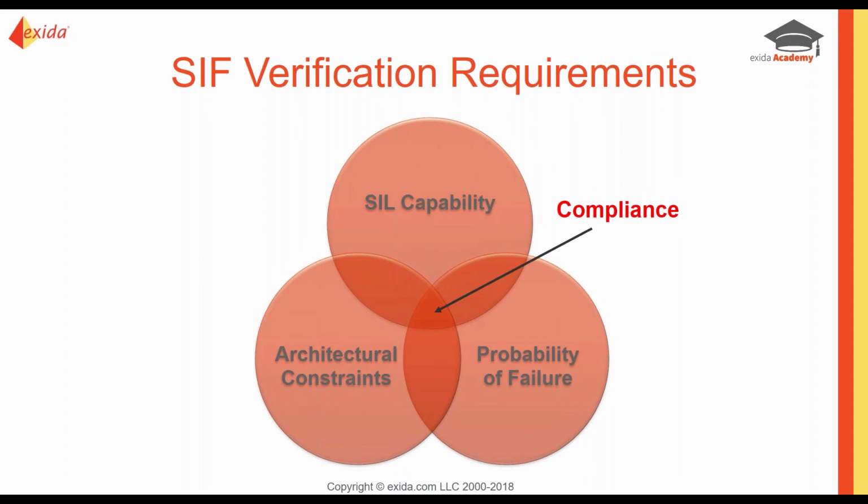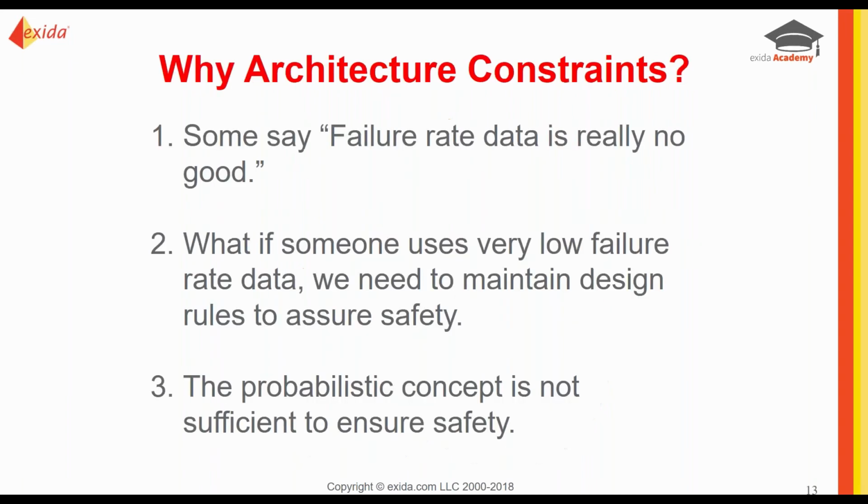So as much as PFD average gets played up, and SIL, or systematic capability, gets played up, architectural constraints sometimes get pushed to the background. So I got some questions about it, and I wanted to put together a webinar. So why are there even architectural constraints? If there's PFD average and there's systematic capability, why not just worry about those two and forget about architectural constraints?